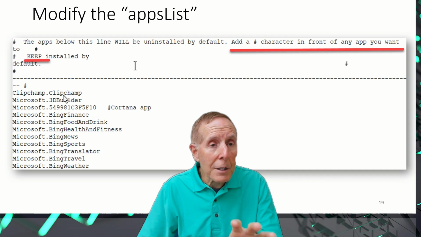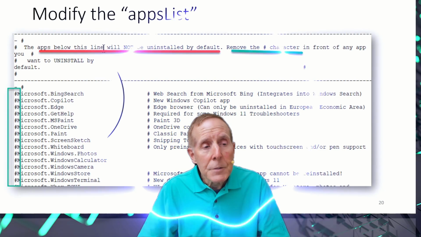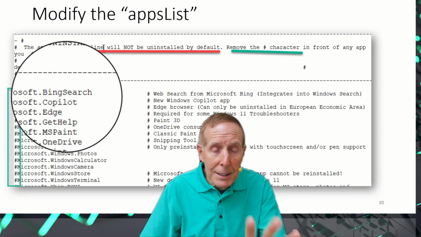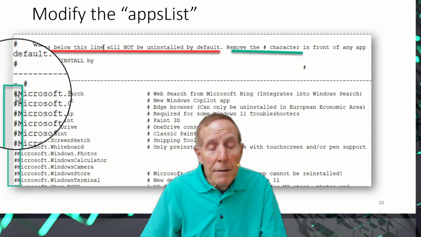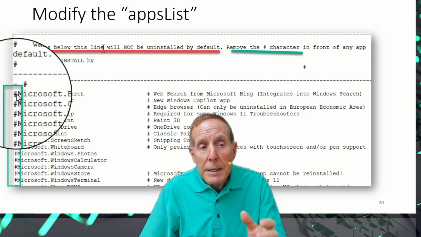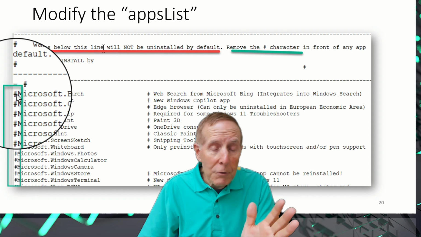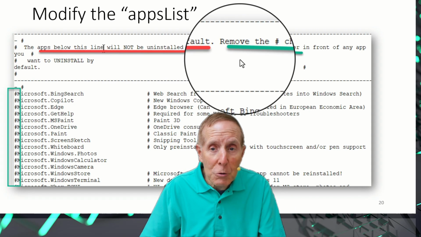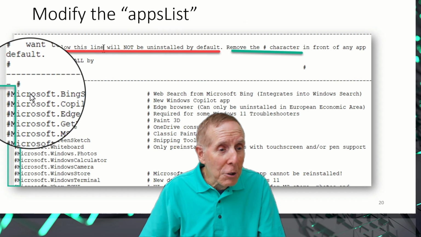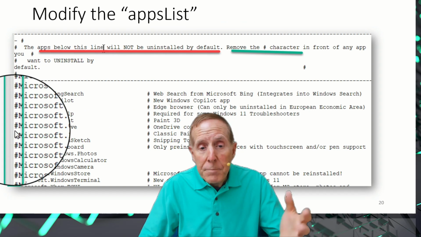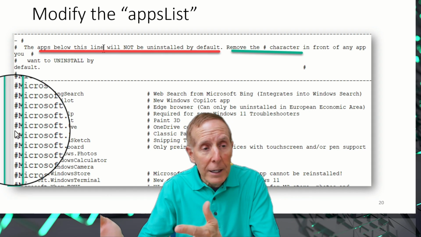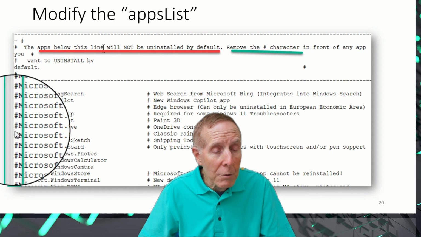Let's take another look at part of the apps list. So further down in the apps list, it says this. Notice these applications have a pound symbol in front of them. They won't be removed. So if you want them removed, you need to remove that character. So go through here and delete all the pound symbols of every additional feature that you want it to automatically remove, and it'll be gone when it runs the app.